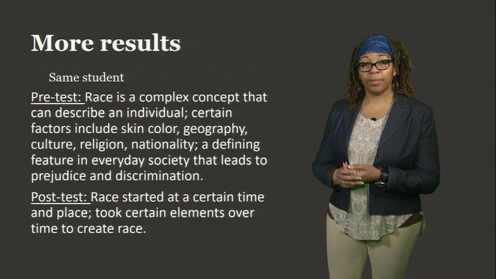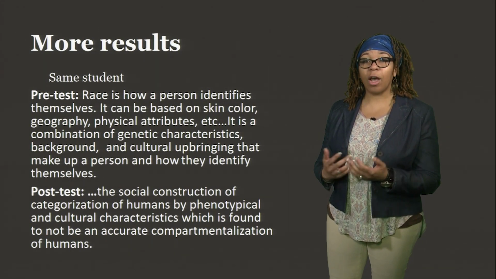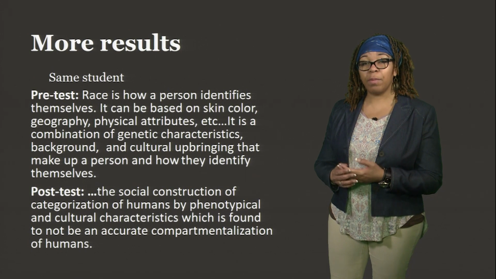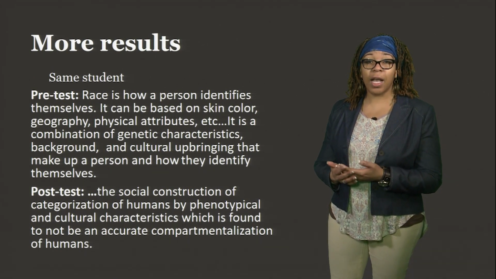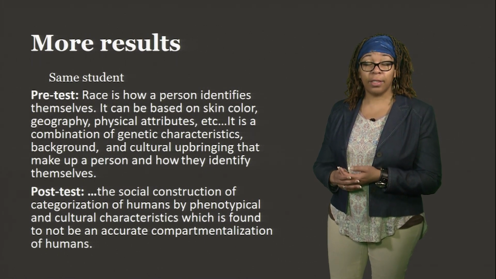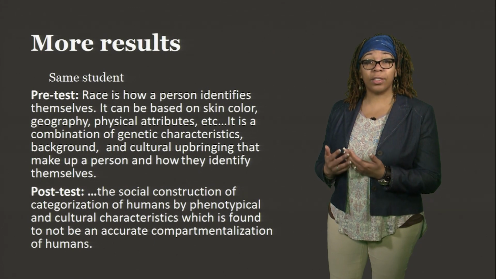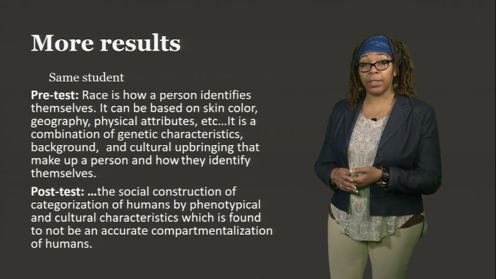And another student in the pre-test said, "Race is how a person identifies themselves. It can be based on skin color, geography, physical attributes, etc. It is a combination of genetic characteristics, background, and cultural upbringing that make up a person and how they identify themselves." In the post-test, this student said, "Race is the social construction of categorization of humans by phenotypical and cultural characteristics, which is found to not be an accurate compartmentalization of humans."